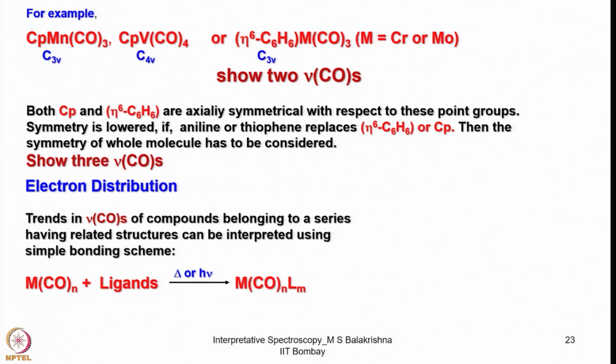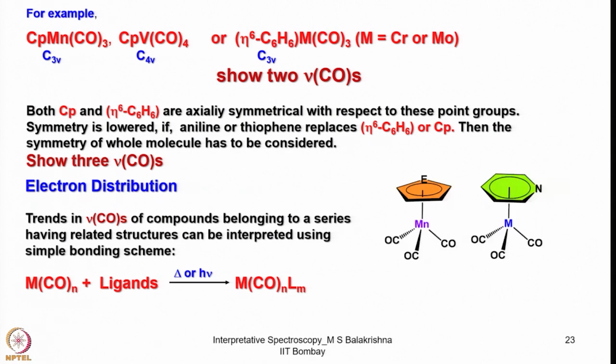And then if you put a heteroatom to make it thiophene or add nitrogen to make it pyridine, then what happens? The symmetry of the molecule is lost, and then the symmetry of the whole molecule has to be considered. As a result, what happens? You will see 3 stretching frequencies in the case of this one as well as in the case of this one. So 3 COs will be observed in both cases.